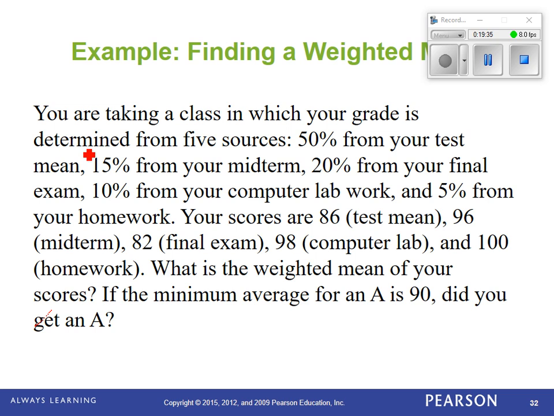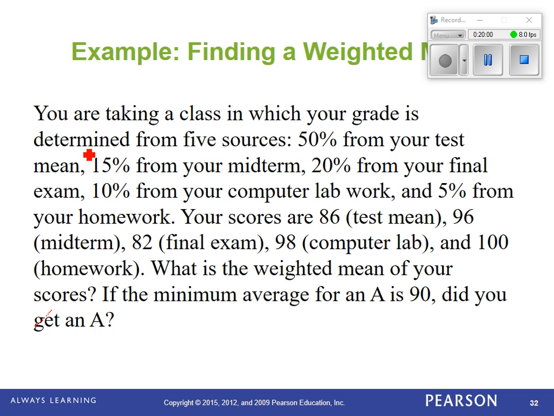You're taking a class in which your grade is determined from 5 sources: 50% from your test mean, 15% from your midterm grade, 20% from your final exam, 10% from your computer lab, 5% from your homework. Your scores are 86, and they give all the scores there. You can read them if you want.